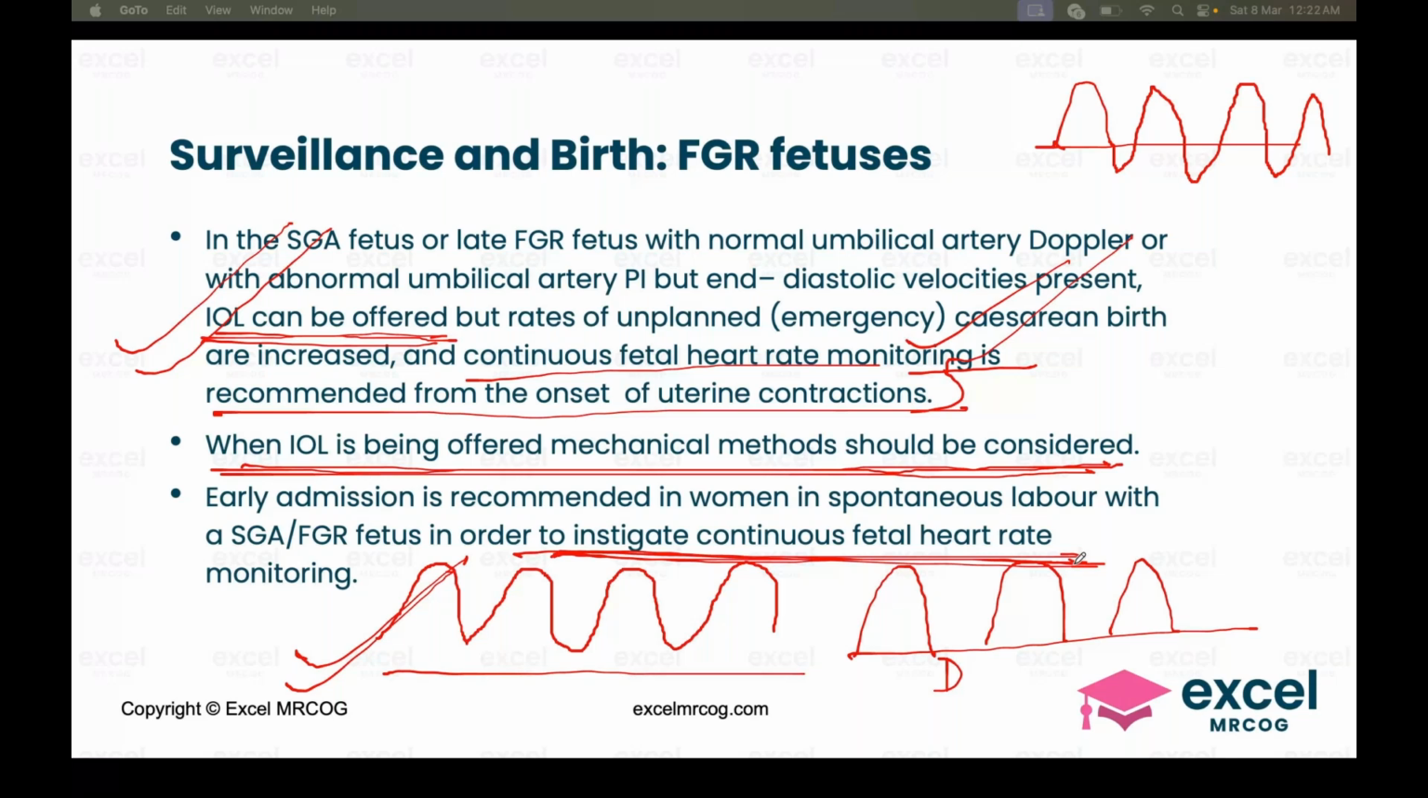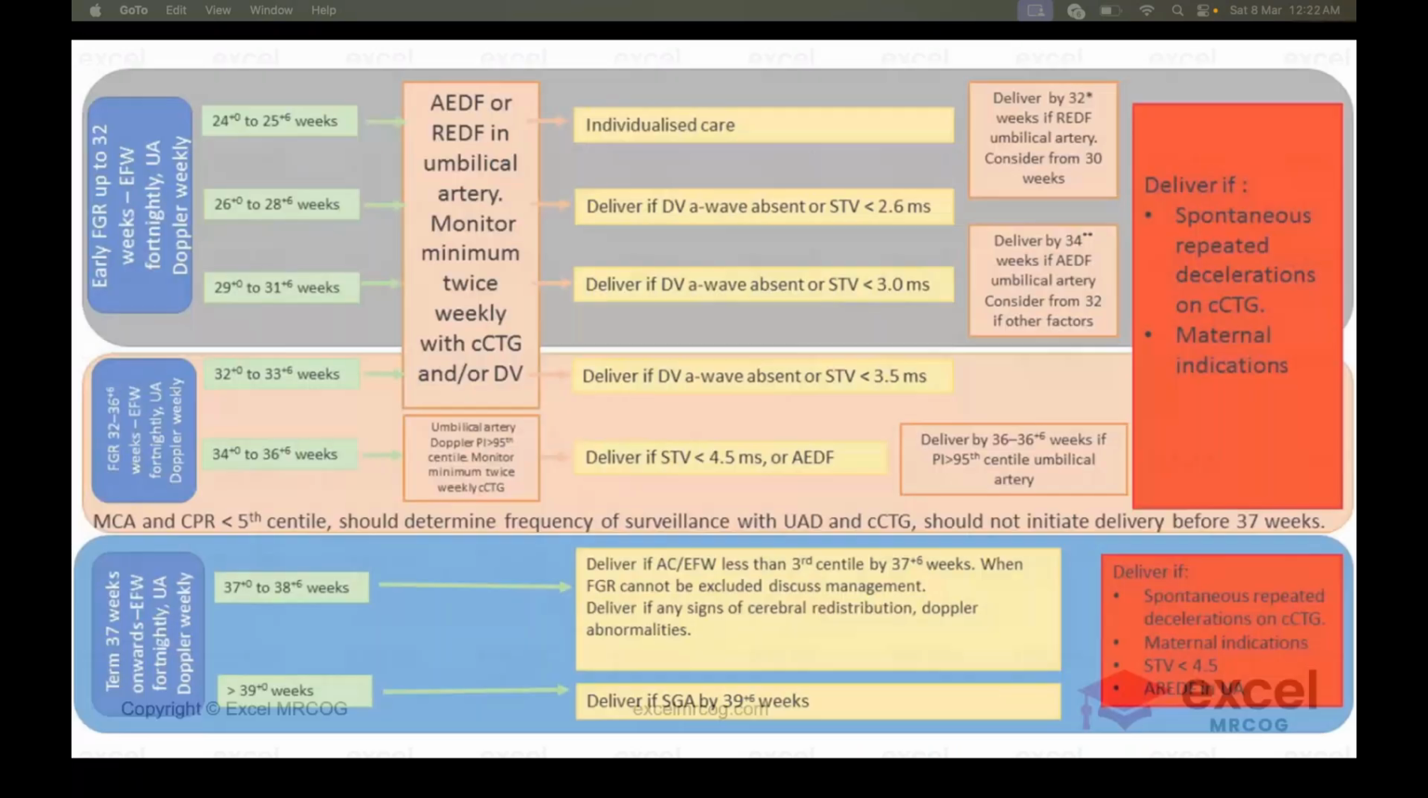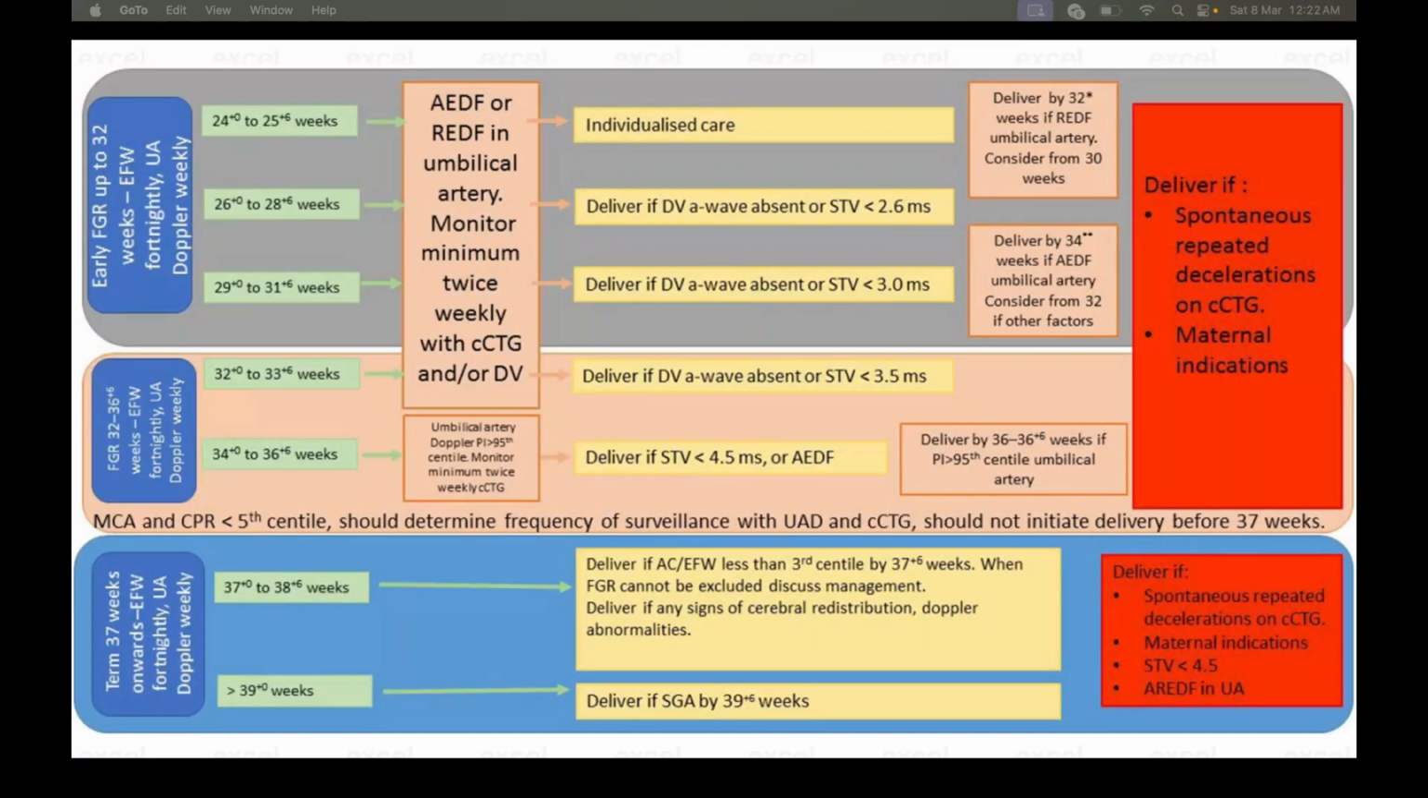Okay. Let's look at this. All right. So this is quite a complicated chart. Now, just look at early FGR, late FGR. Early is here, less than 32 weeks.